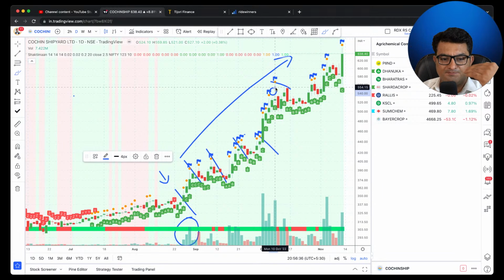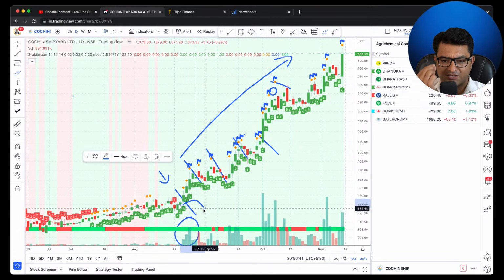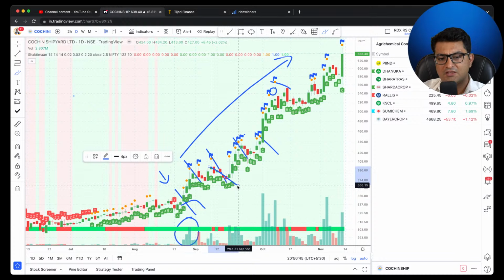But basically it is averaging up. So what if I got triggered here? I will lose with very small capital. What if I got exited here? I'll still lose with very small capital.